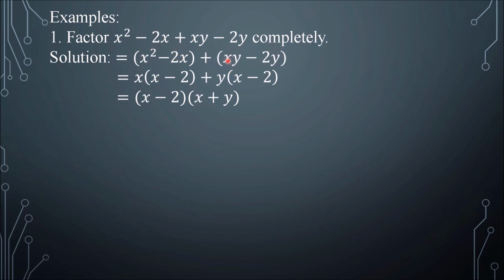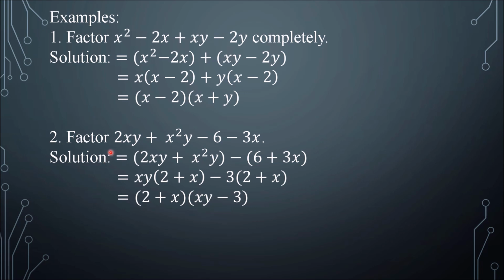Next, this group. So the common monomial factor here is y, and the remaining factor is x minus 2. Meaning to say, when we multiply this, the result is this. Now, the common monomial factor between the two terms is x minus 2. After extracting x minus 2, what is left is x for this, and y for this part. This is plus, this is also plus. Therefore, the final answer, the factor of this is x minus 2 times x plus y.